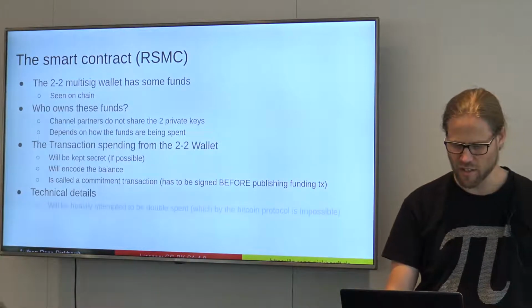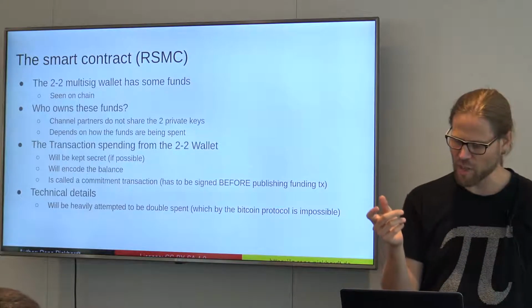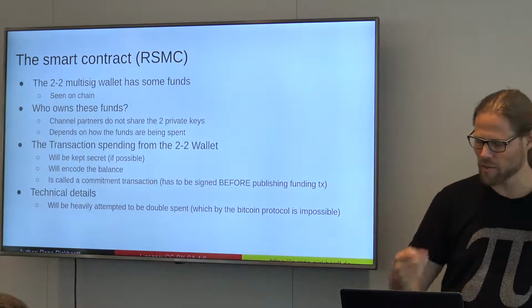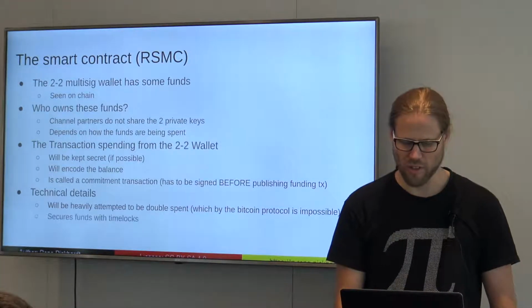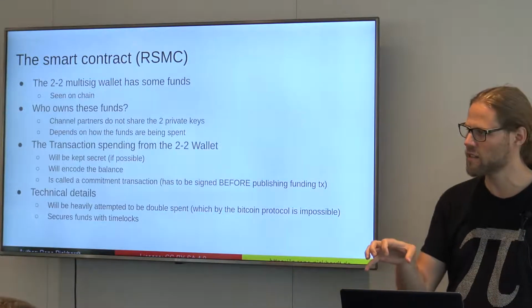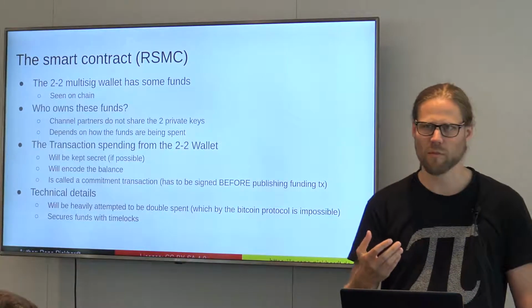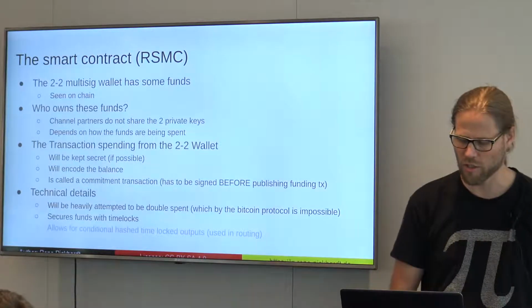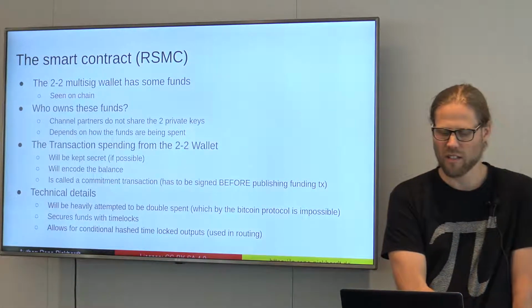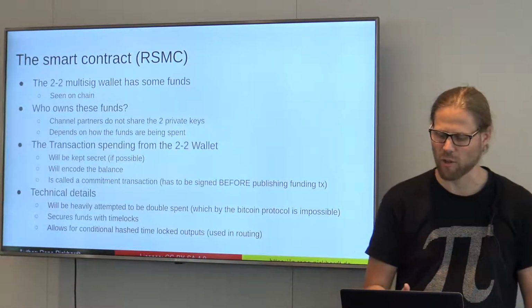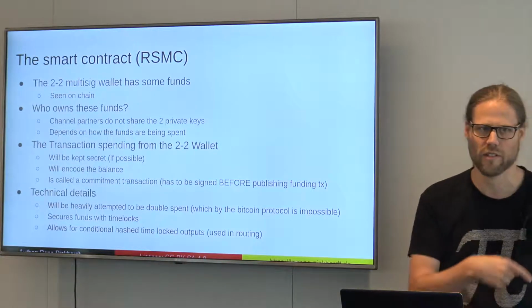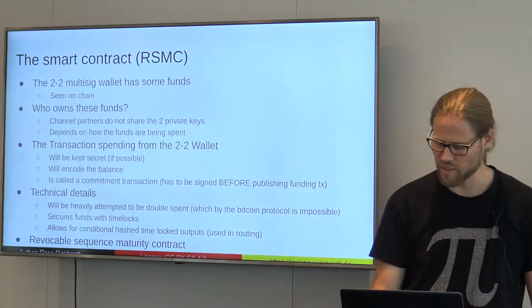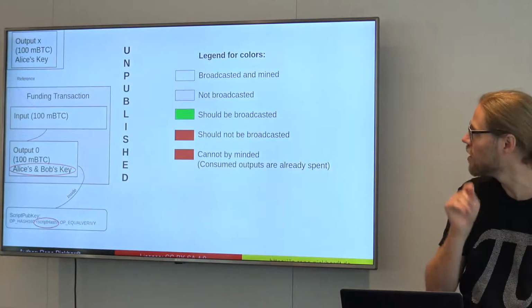So, some technical details. As I mentioned before, this funding transaction could be double spent, which Bitcoin makes impossible. We secure the funds with time locks. This is what is used to make the smart contract really work in the way we want it to work. And it allows for conditional hash time locked outputs that we use in routing. So that is a later talk today when we talk about those. And yeah, RSMC is the revocable sequence maturity contract.